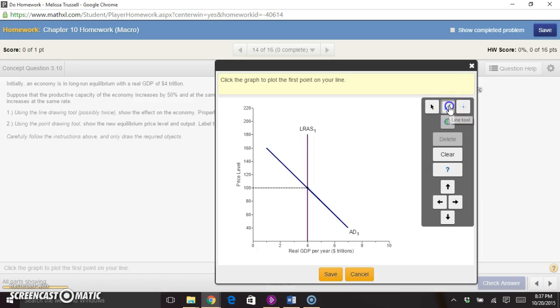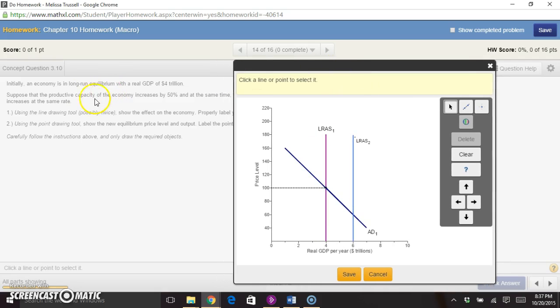So I'm going to go ahead and grab this line tool and draw our new long-run aggregate supply curve. So it's just going to be vertical, which the long-run aggregate supply curve always is. And it'll be parallel to the previous one, but now it is at 6 trillion instead of 4 trillion because it's increased by 50%. So that's the first part, where the productive capacity of the economy increases by 50%.